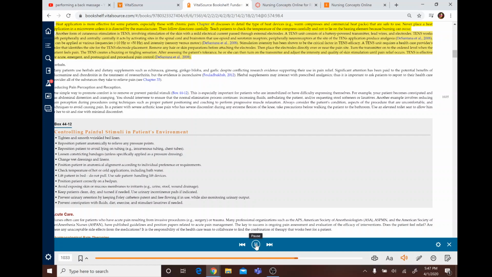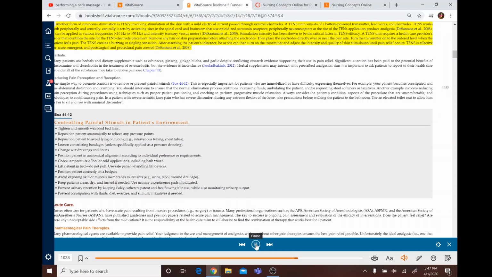Heat application is more effective for some patients, especially those with chronic pain. Chapter 48 discusses in detail the types of heat devices, for example warm compresses and commercial heat packs, that are safe to use. Never place a heat application in a microwave unless it is directed by the manufacturer. Then follow directions carefully. Teach patients to check the temperature of the compress carefully and not to lie on the heating element because burning can occur.